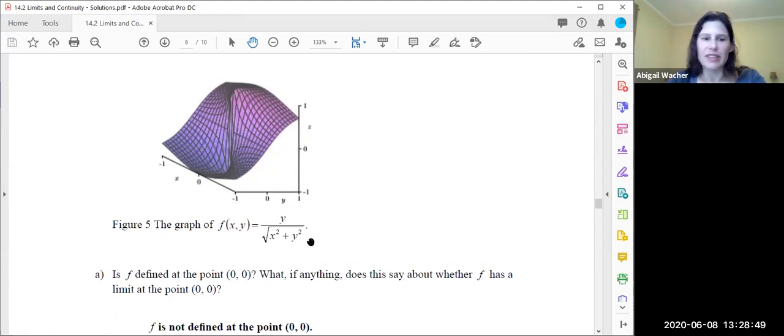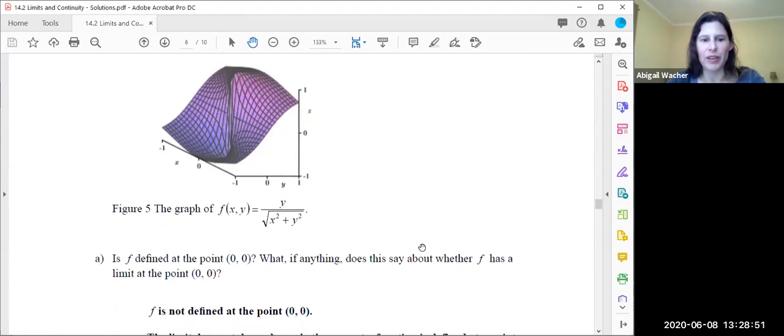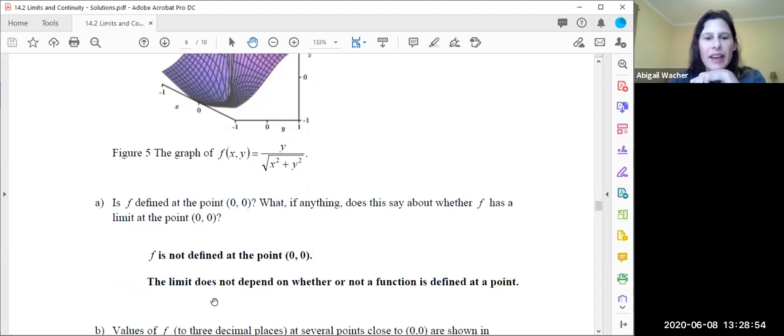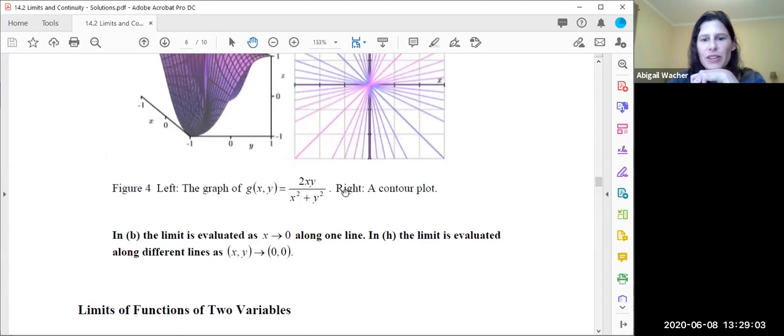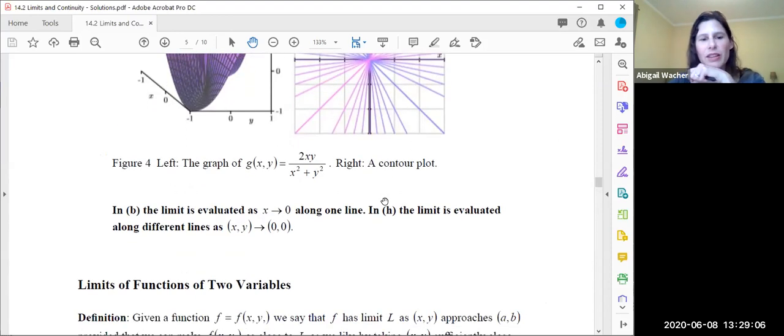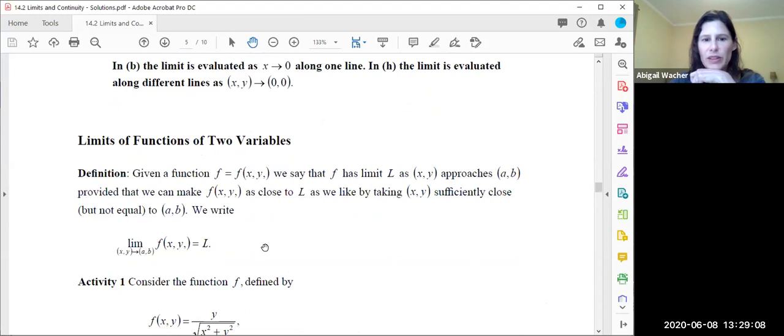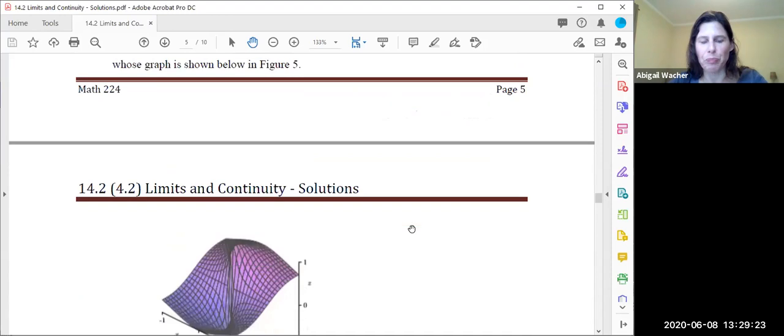So first of all, f is not defined at the point 0, 0, right? So not defined at the point 0, 0. And the limit does not depend on whether or not a function is defined at a point. So that's different to what I was concluding up here. Well, partly. Okay, so notice that. So given a function, we say that f has a limit L as xy approaches AB, provided that we can make f of xy as close to L as we like by taking xy sufficiently close but not equal to AB. Okay.